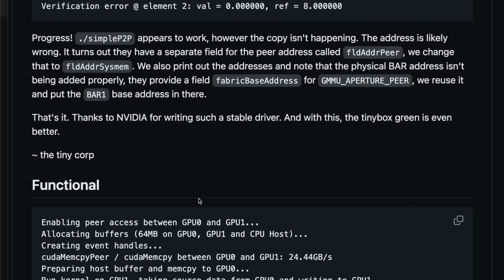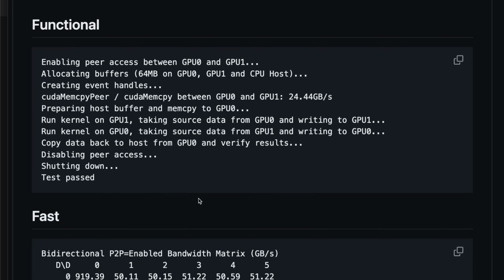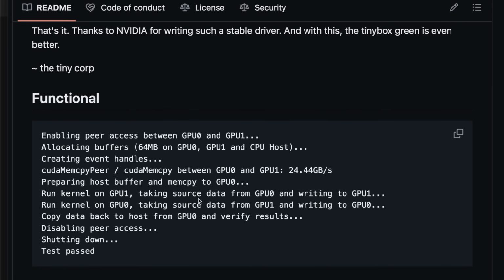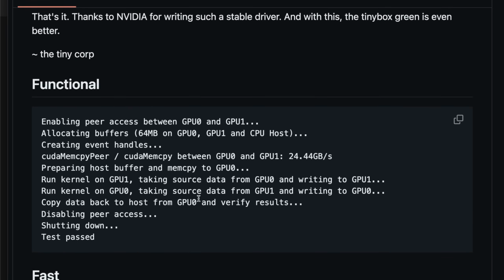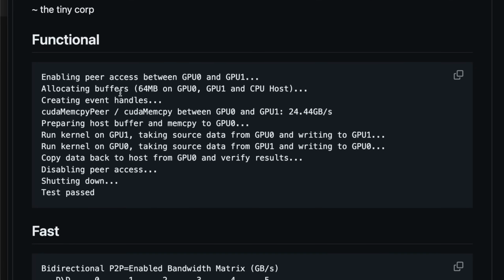And what's funny is a broken NVIDIA driver that unlocks more features is still more usable and stable than what is considered a production-ready driver from AMD, which is kind of hilarious. And with all this enabled, it totally works. Here's a basic test of what's going on.